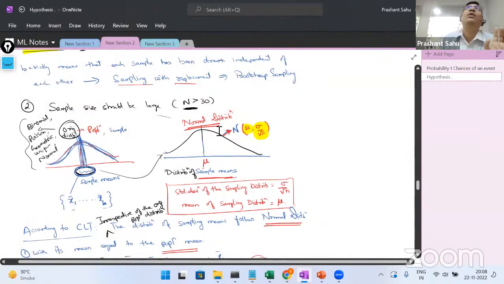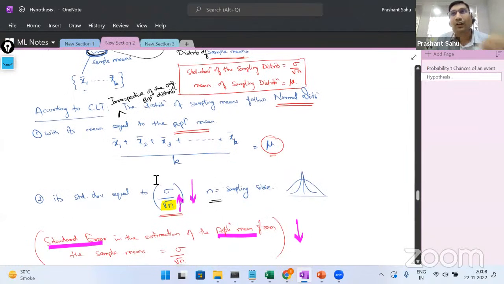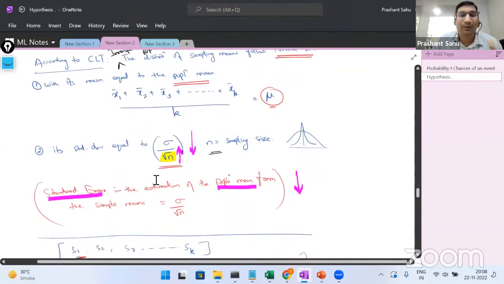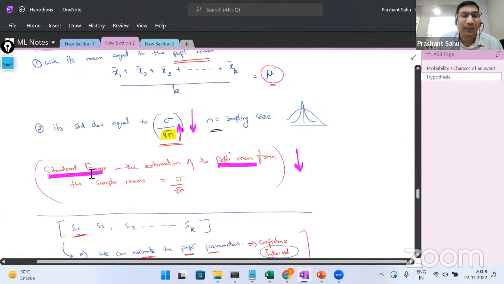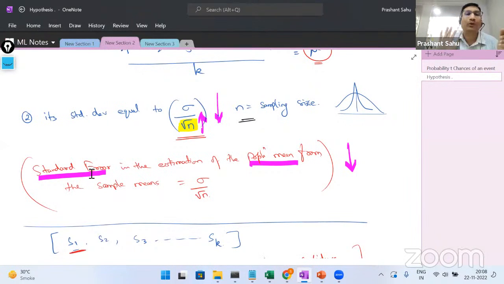Sigma by square root of n can also be interpreted as the error in the estimation of the population mean from the sample mean. That is what I have written here. So if you want to estimate the population mean from a sample, how much error can you expect? That is sigma by square root of n. Once again, I repeat, if you want to estimate the population mean from the sample mean, how much error can I expect? That is sigma by square root of n.